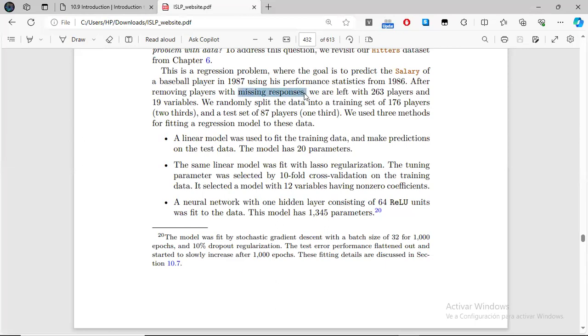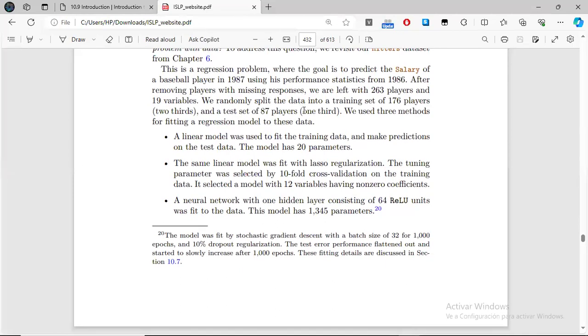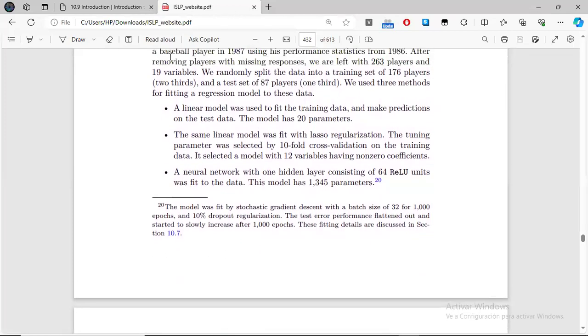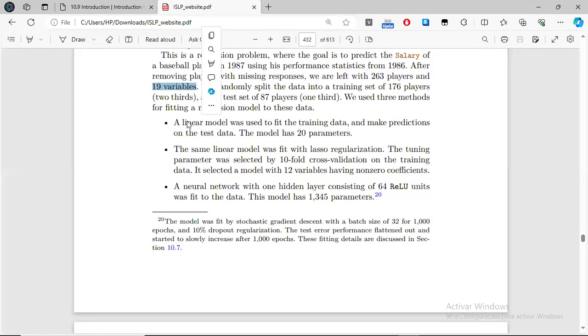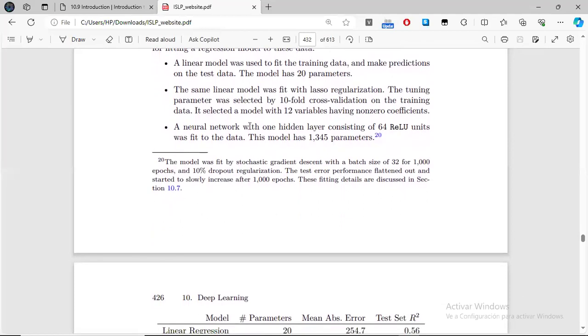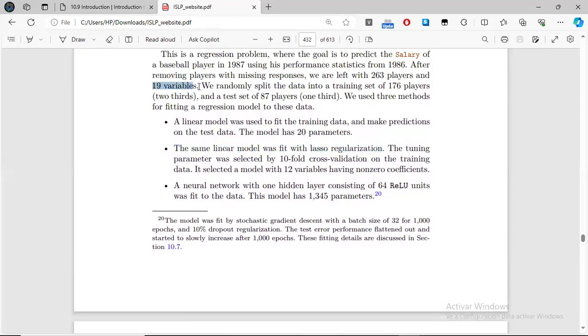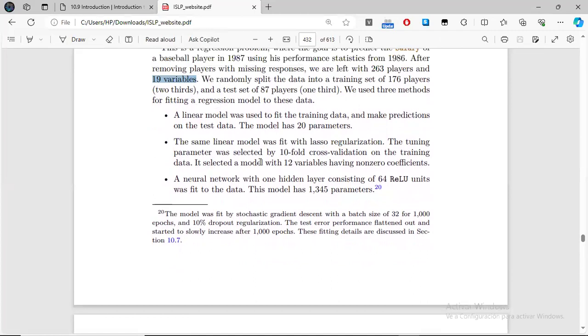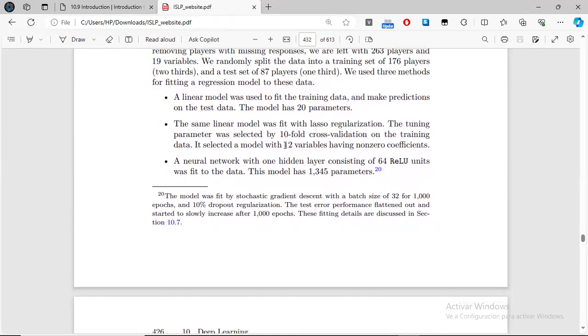When you ignore missing responses, we have 263 inputs and 19 predictors. And then of course they do the training and testing split. But the idea is that, for example, for this linear model, we have 20 parameters, these 19 predictors and what we want to predict. When they perform lasso for these 19 predictors, they get to shrink the number of predictors to 12.